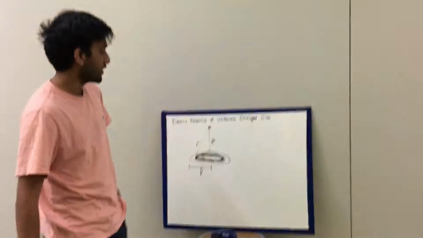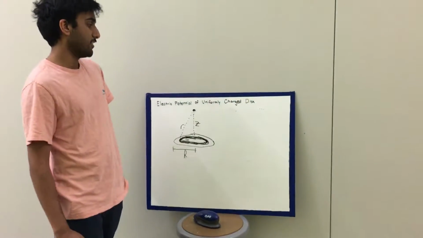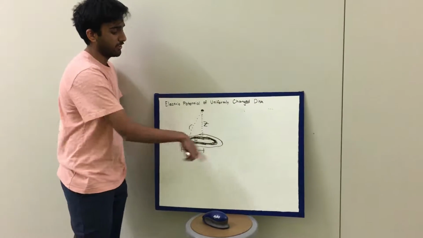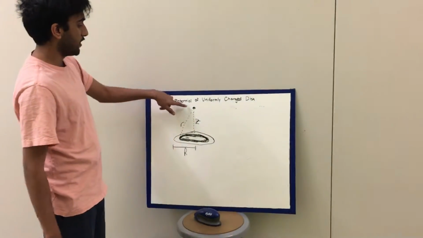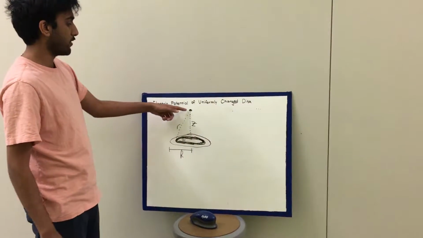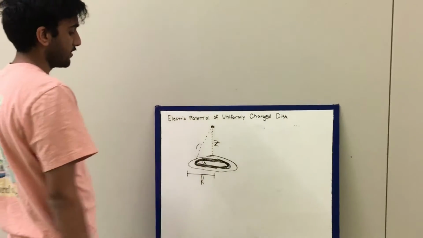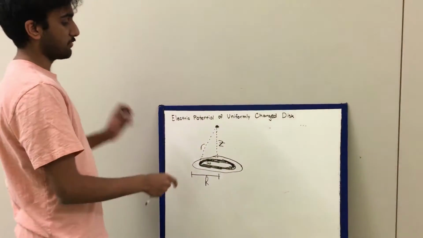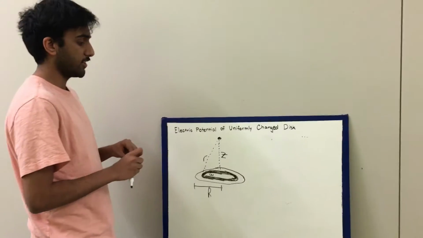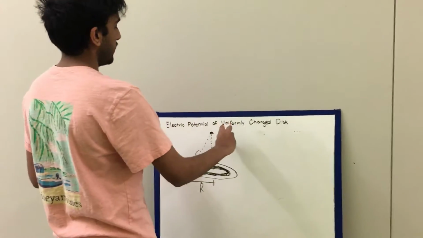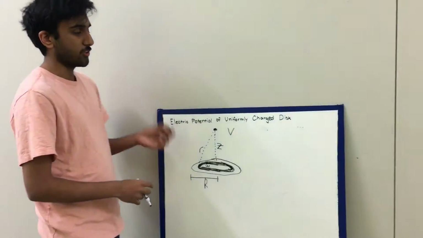Okay, for this, we're going to find the electric potential of a uniformly charged disk. As we can see, we can have a point particle a distance of z away from the center of the disk, and we have a disk of radius r. The task is to find the electric potential V coming out from this charged disk.